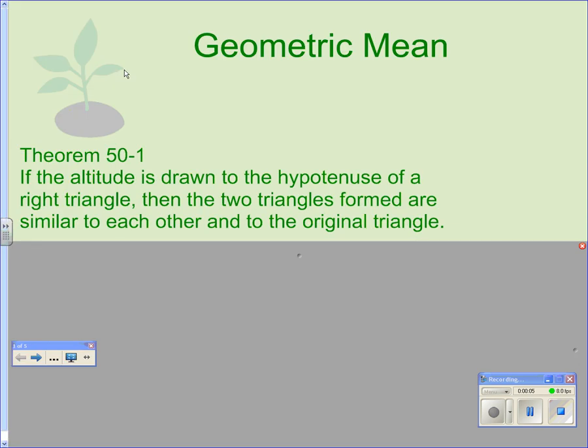All right, we are looking at lesson 50 today, geometric mean.